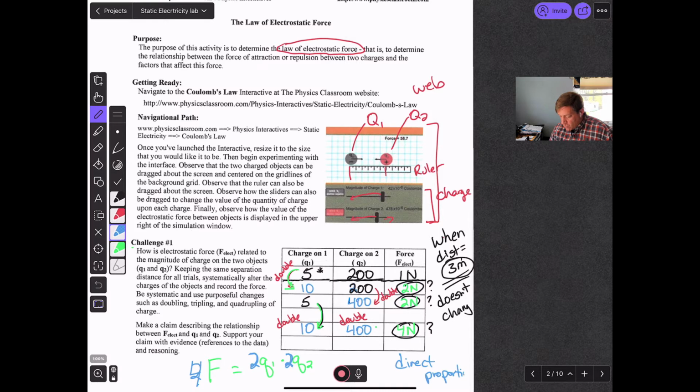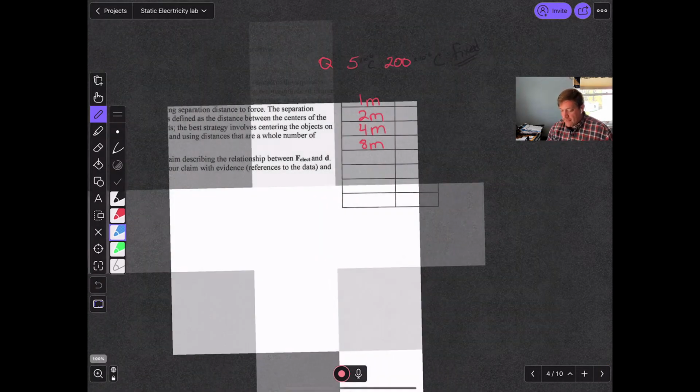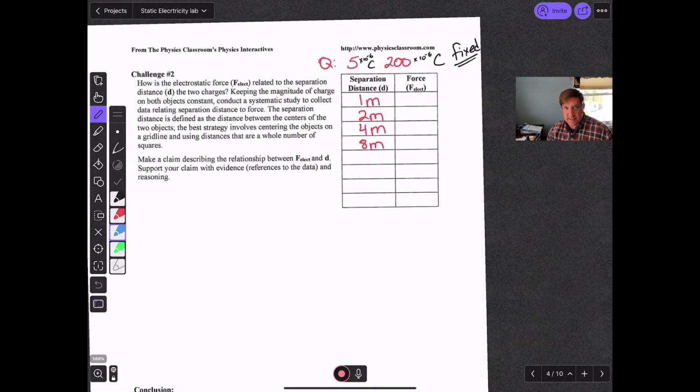That's what it's called when one variable pushes another variable in the same direction. Doubling each of those caused the force to quadruple, and that's a direct proportion. Okay. Now let's take a look at how distance affects the amount of force.